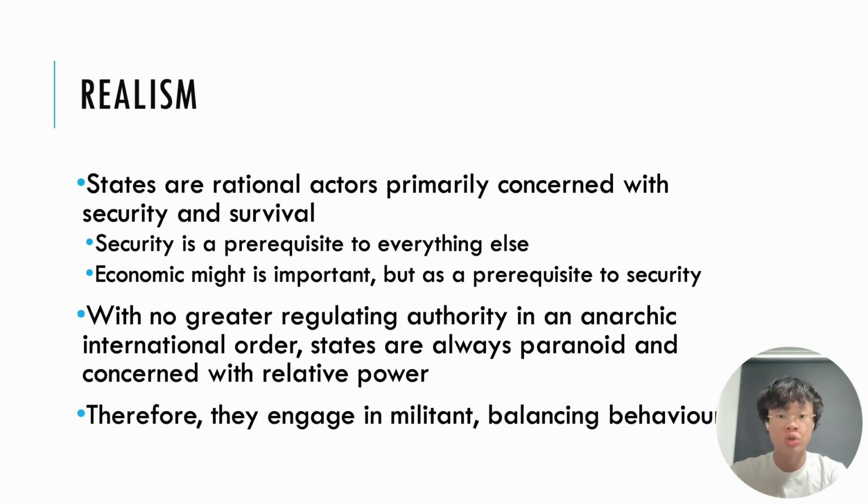This is because security is a prerequisite to everything else. And although economic might is important, and something that states do crave, they tend to crave it insofar as it generates more security for themselves. So the idea here is that states are naturally distrustful of other states in an anarchic international environment, and therefore they engage in militant balancing behavior. What does this mean? Militant means they arm themselves, they create military and military structures, they will try and seize large amounts of land to enrich the economy insofar as more money and a greater economy means that they can defend themselves in the case of war, and they engage in balancing behavior, meaning they try and form alliances with other states in order to be able to balance against other countries within the region.